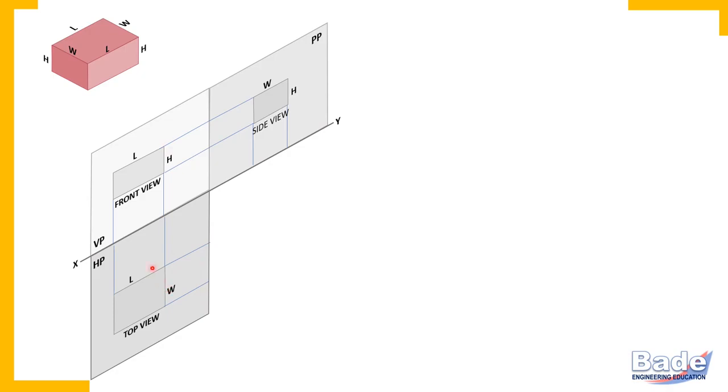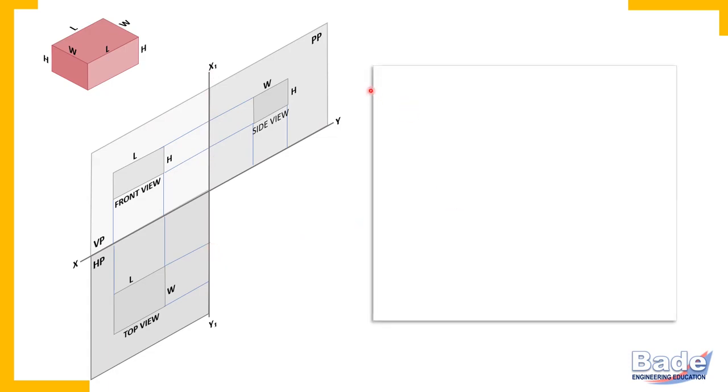Intersection of VP and HP is the XY line. Intersection of VP and PP is the X1, Y1 line. On the drawing paper, the XY line appears horizontal, and perpendicular to it is the X1, Y1 line, which is the line of intersection of VP and PP. So this is the vertical plane, that is VP. Below VP is the horizontal plane, HP. And here it is the profile plane. It is on the right side, and that is why it can be considered as the right side vertical plane, or right side plane.